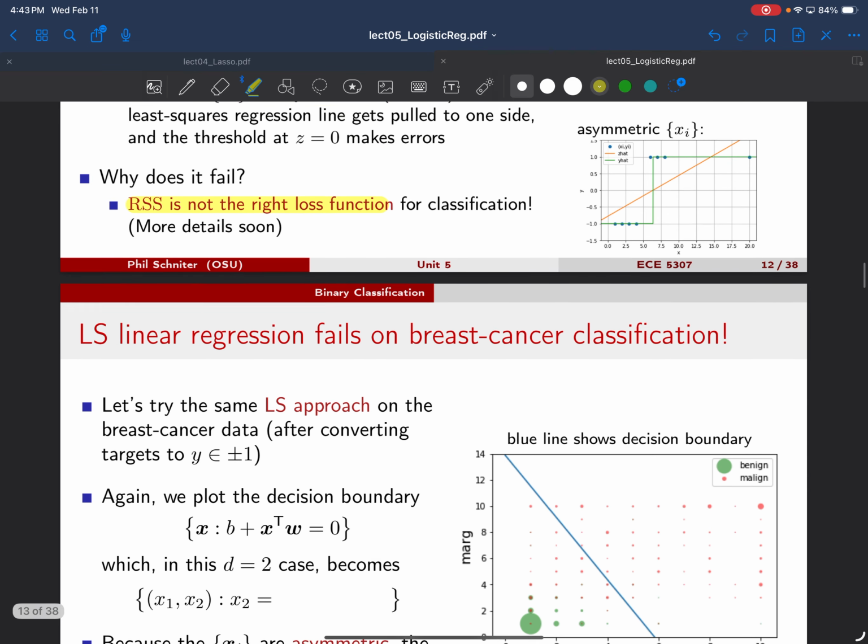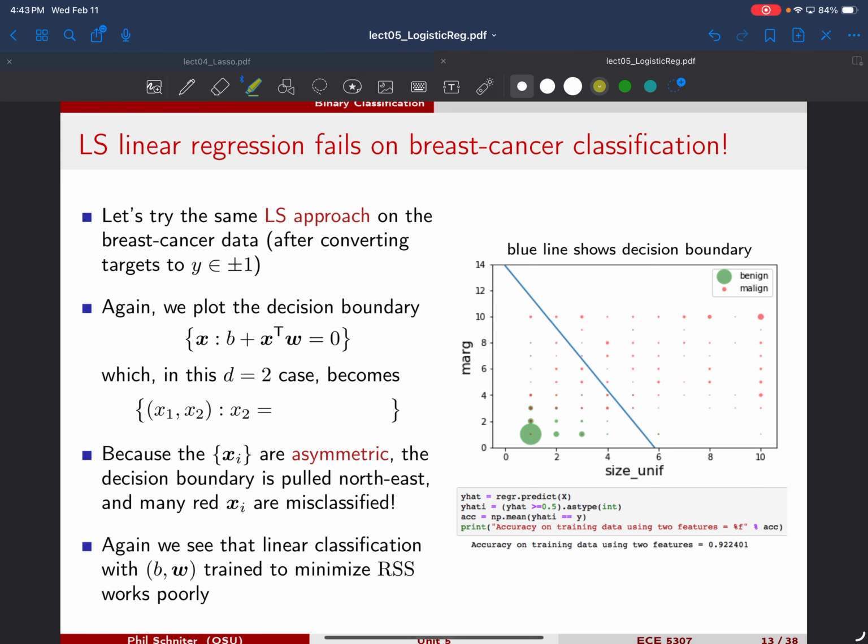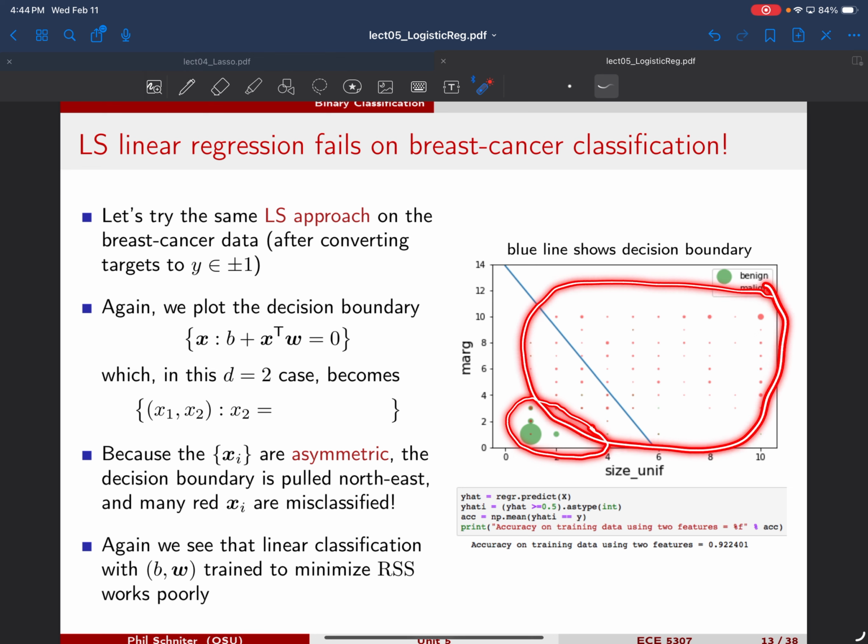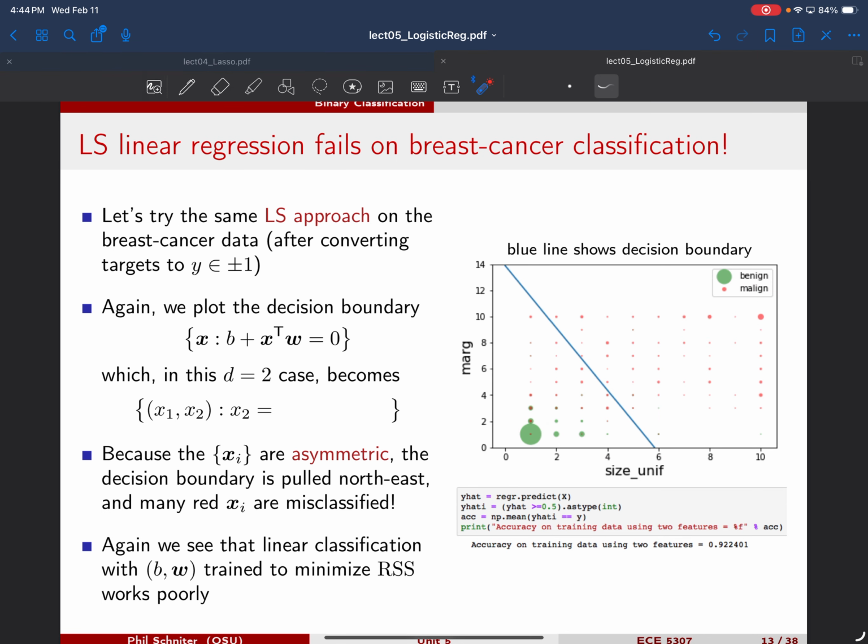Let's do this again, but in 2 dimensions on this breast cancer classification given these 2 features. We already saw this plot. We noticed that the benign samples are clustered down in this corner, whereas the malignant samples are spread out. So here we have another asymmetric data set: one class is widely distributed, and the other is tight. We said that a good boundary should be about down there. But when we train it based on least squares, you can see it pulls the boundary to the right, instead of being down here.